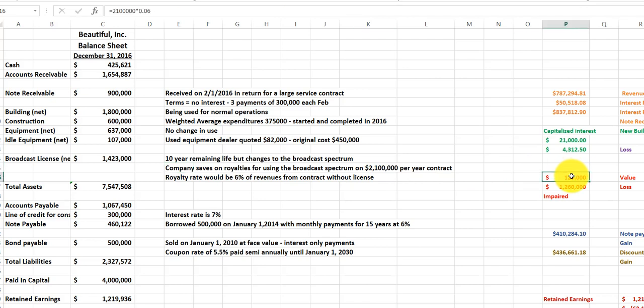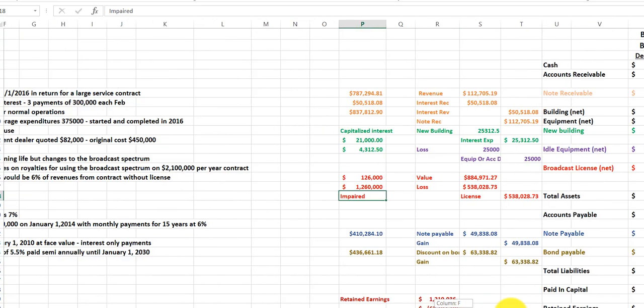That's $126,000 a year. 10 years, that's 1.26 million. So it is impaired because this 1.26 million is less than the $1.4 million that is our carrying amount.